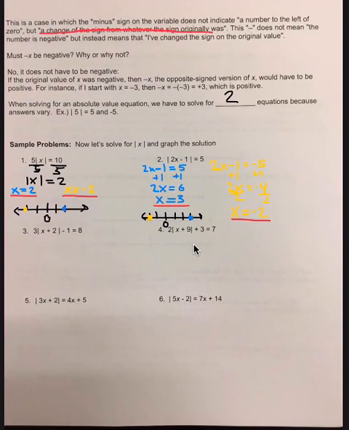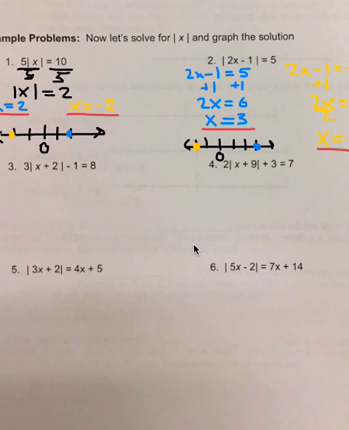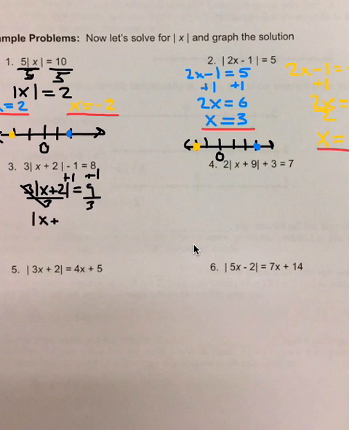Okay, so those are two pretty simple ones. Number 3, we start to get a little more difficult. We have more steps to get to where we're going. So here, I need to get the absolute value by itself. I need to add 1 first to both sides. So I get 3 times the absolute value of x plus 2 equals 9. Then I'm going to divide by 3 for both sides to get rid of it. So then I have the absolute value of x plus 2 equal to 3. So now I have my two equations.